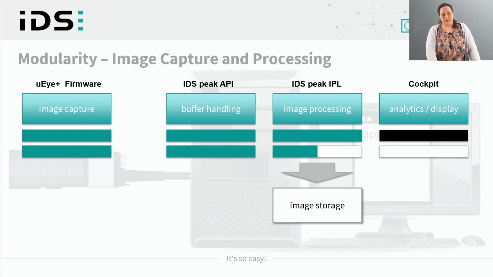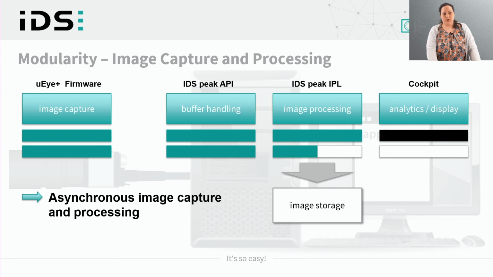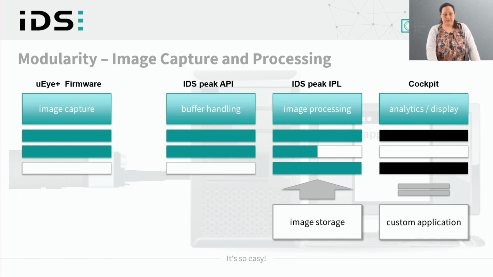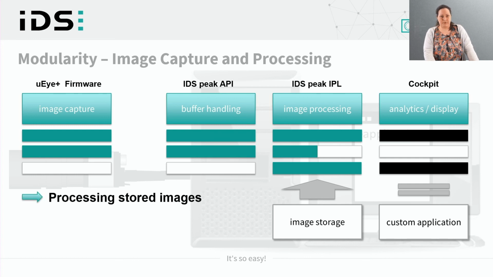But it's also possible to use the buffer handling from the Peak API and use the IDS Peak IPL just to store images for a later asynchronous capture and processing application. And for this, of course, we also need the second part, which reads the image from a storage, from the disk somewhere, and does the analytics or display afterwards. So processing the stored images.